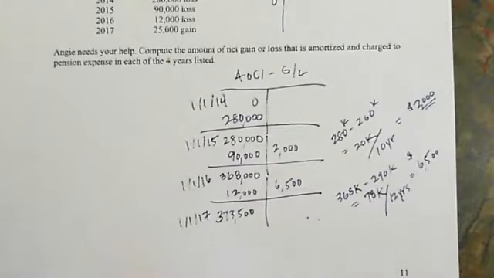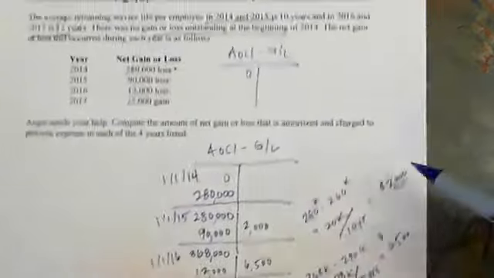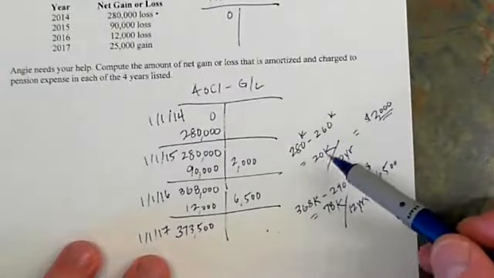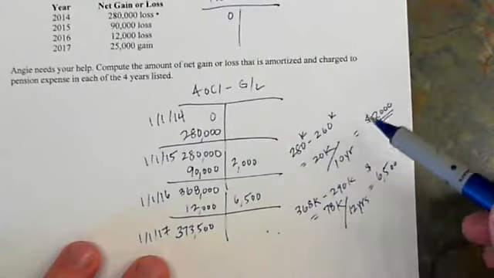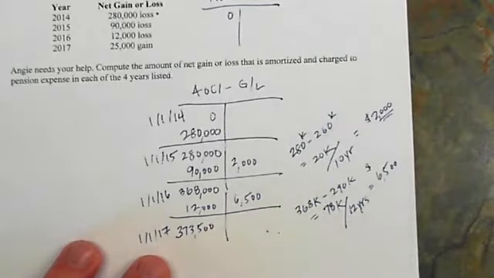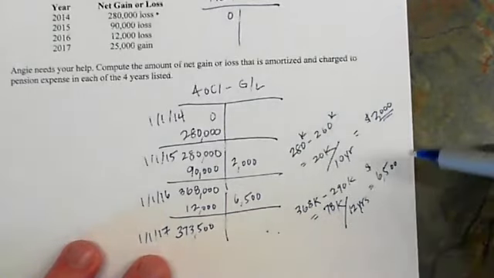The next thing that they'll mess up is typically they'll try amortizing the corridor. So for example, instead of amortizing the difference between these two of 20,000, they'll try to amortize 260,000 instead. So be careful with that. You're always wanting to amortize the difference between the two.